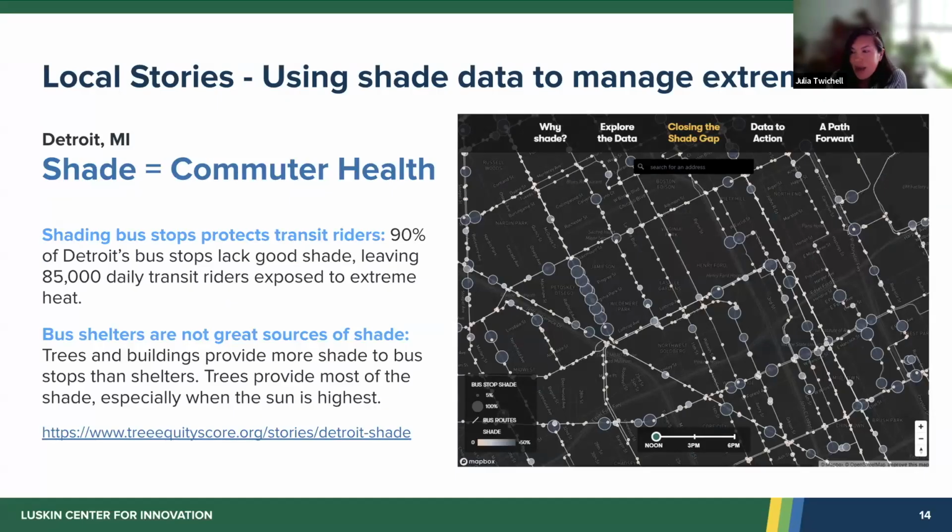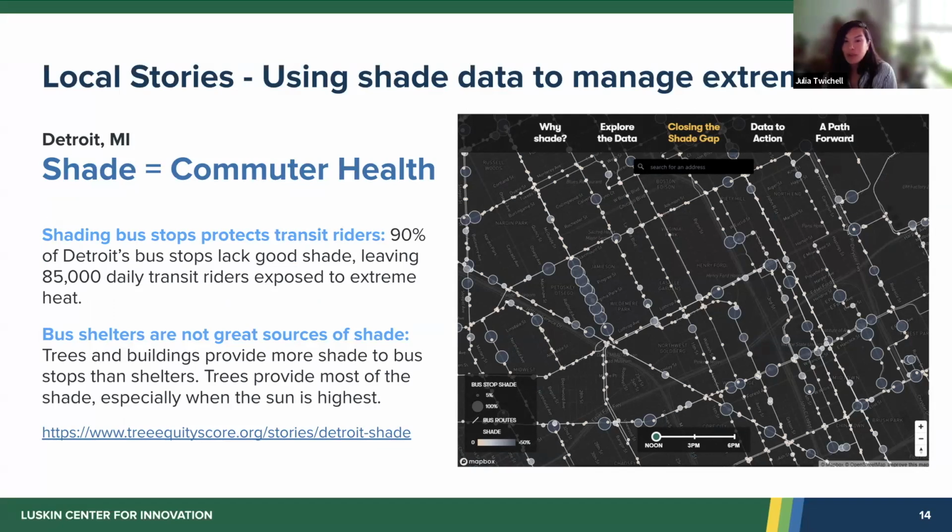In Detroit, we mapped shade cover for every bus stop in the city. The map tool in the story allows you to zoom in on your bus route and then find your actual bus stop and see how much shade there is for the different times of day.